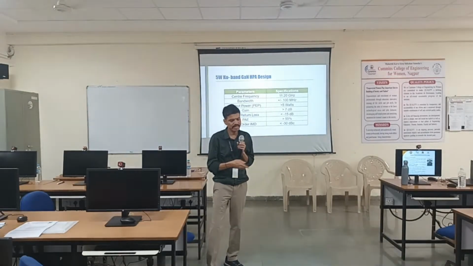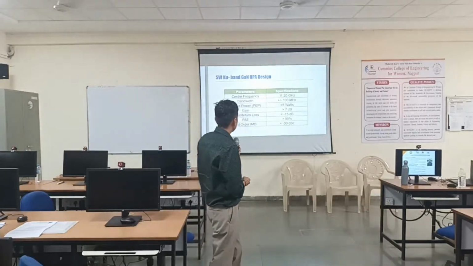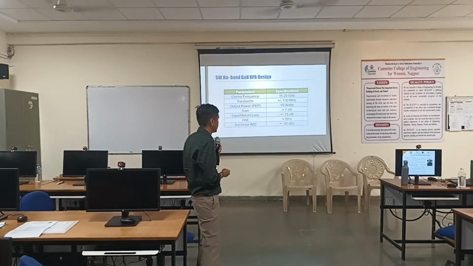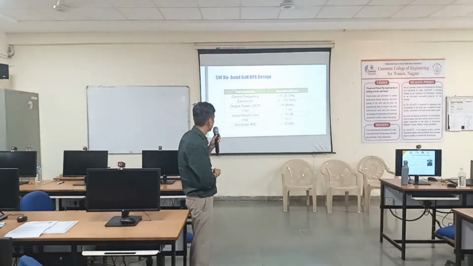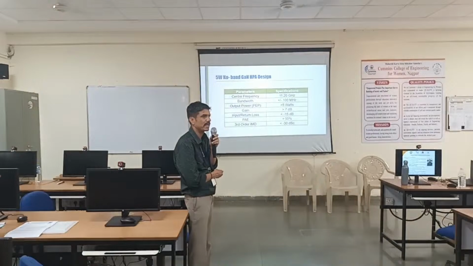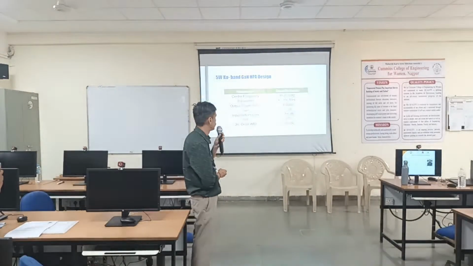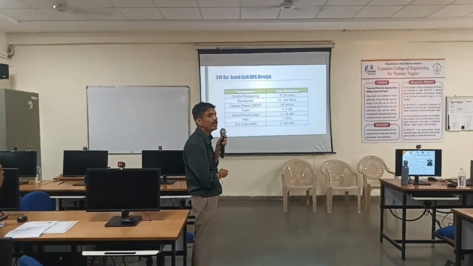Okay? So these are your specifications. You have to design an amplifier at Ku band. 11.2 GHz is your center frequency. Bandwidth requirement is plus or minus 100 megahertz. Means this should start from 11.150.